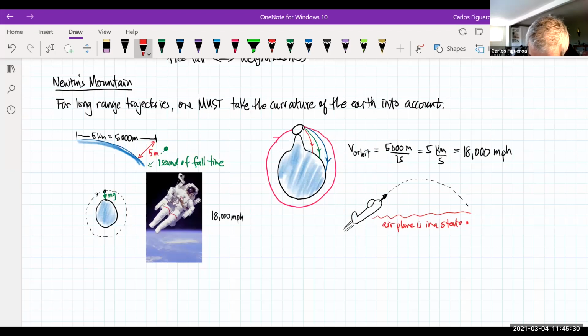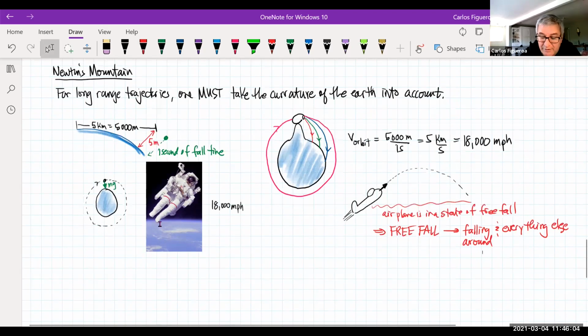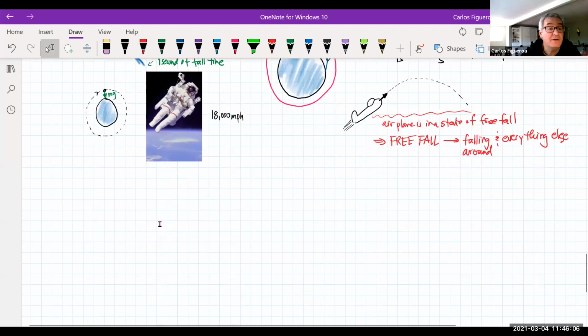But if you're in a state of free fall, what does that mean you're doing? You're falling, and everything else around you is in that state of motion, so you get the sense of floating, which is kind of wild when you think about that. But that's what we mean by this state of being in free fall.